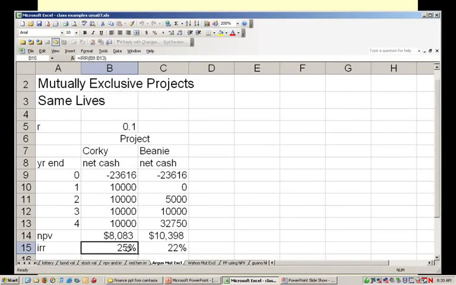The second reason for the different rankings has to do with the sequence of cash flows in Corky versus Beanie. You can see that the project Corky generates good cash flows in years 1 and 2, the early years of the project, whereas to get good cash flows from Beanie, you have to wait really until years 3 and 4.